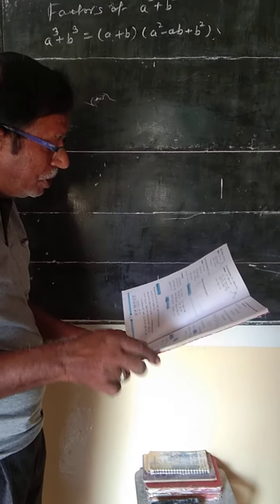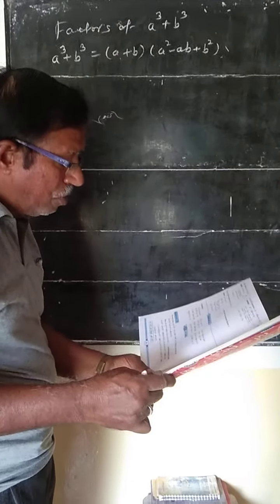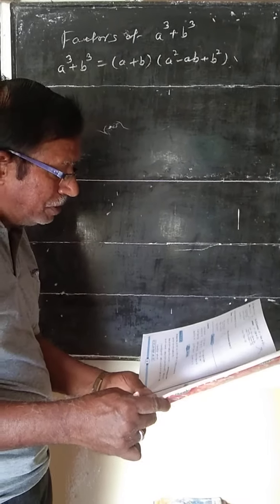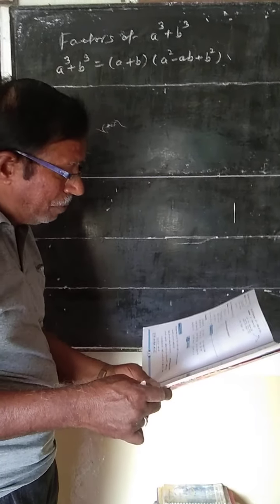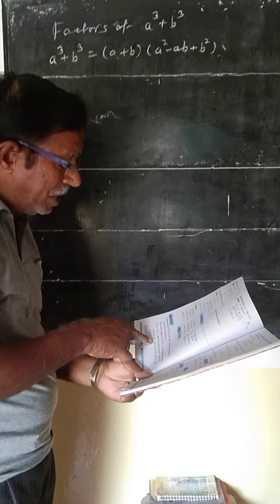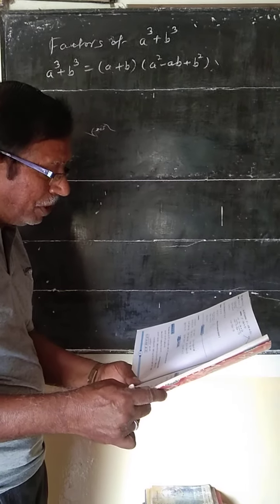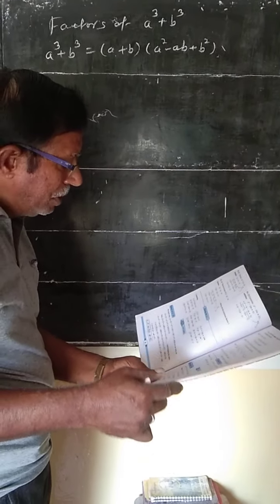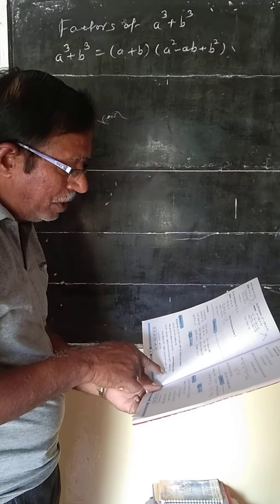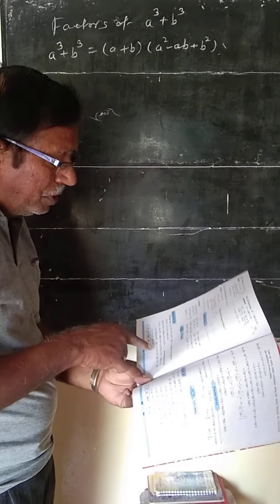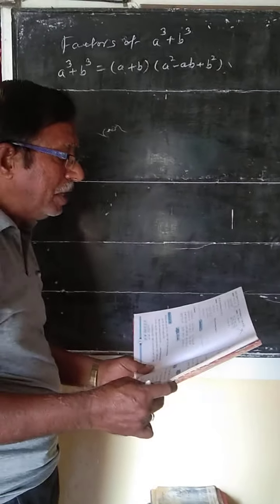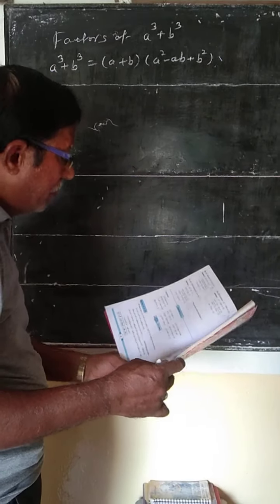In these two terms a plus b is common. So taking (a plus b) common, in the square bracket (a plus b) square minus 3ab. Again it is equal to a plus b in bracket, and expanding (a plus b) square, a square plus 2ab plus b square minus 3ab. Then you will get a plus b, and in the second bracket a square minus 3ab plus 2ab, which means minus ab, and plus b square. So a cube plus b cube is equal to, in the first bracket a plus b, in the second bracket a square minus ab plus b square.